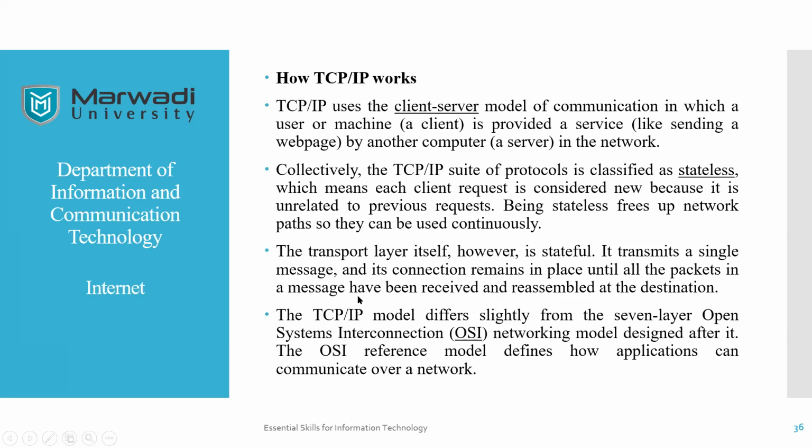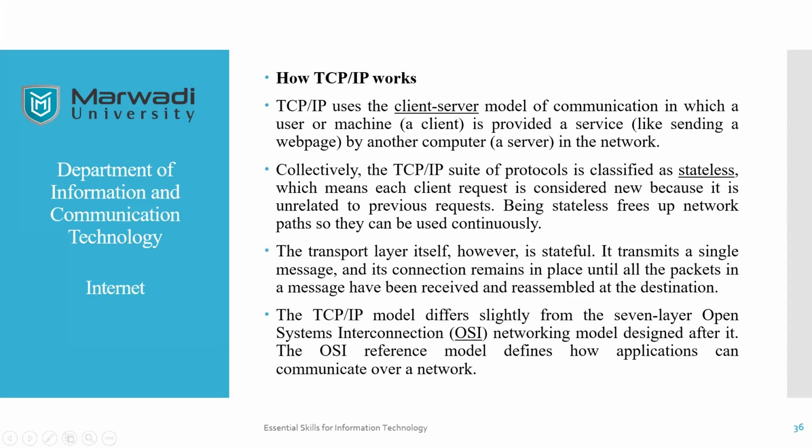Let me just tell you one thing. There are two networking models: one is the OSI model and another one is the TCP/IP model. The TCP/IP and OSI models both contain 7 layers. There are different types of layers available in your model. The TCP/IP model differs slightly from the 7-layer Open Systems Interconnection, also known as the OSI networking model, designed after it. The OSI reference model defines how applications can communicate over a network.